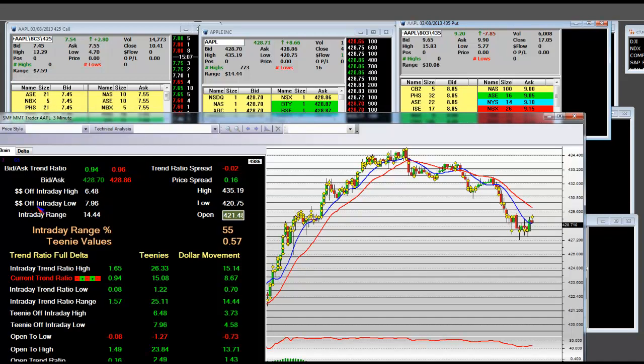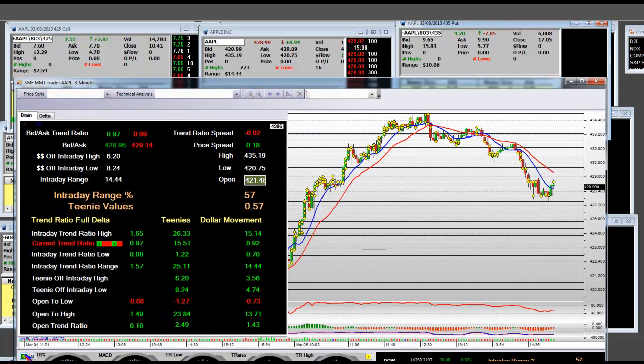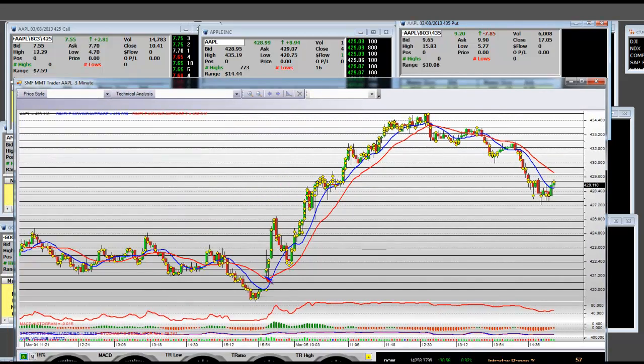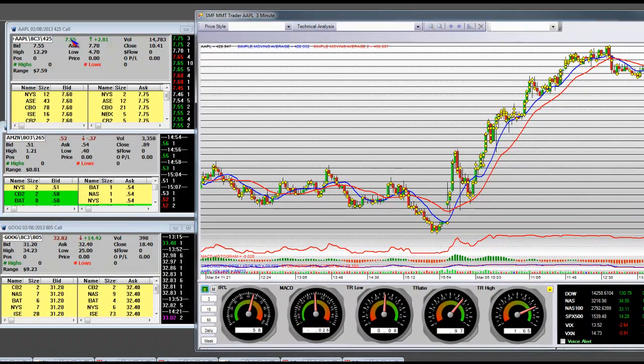You can go off of the intraday low. It's $8 off of the intraday low, but the range is still 14.44. So when you're buying the put option up here, the 435 was $5.77. Now on the flip side of that, when we were down here breaking out, I'll show you clearly that this is the 425 call on Apple Computer.